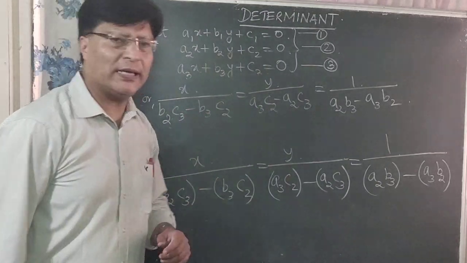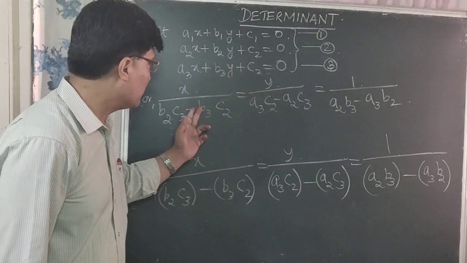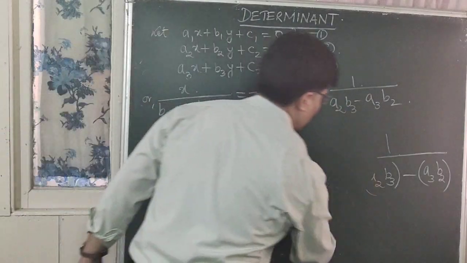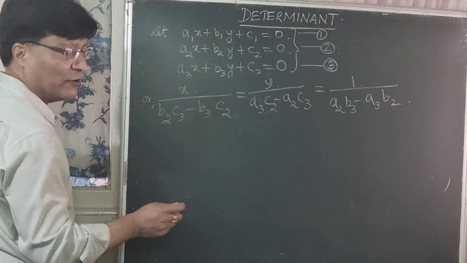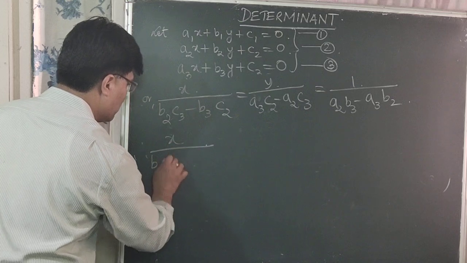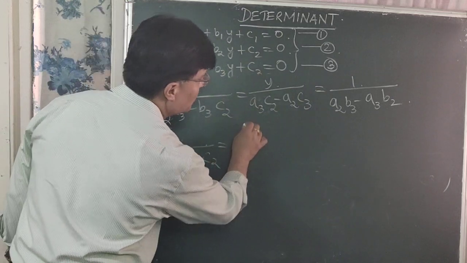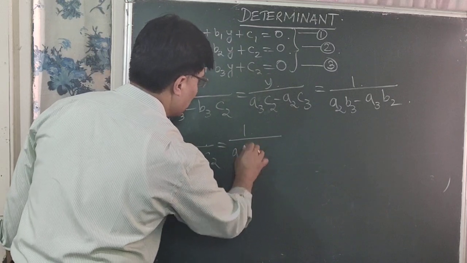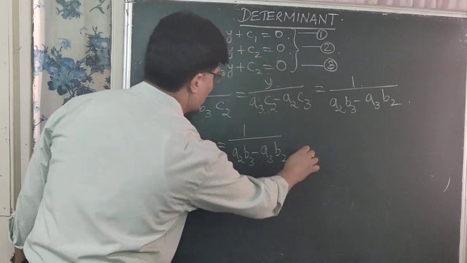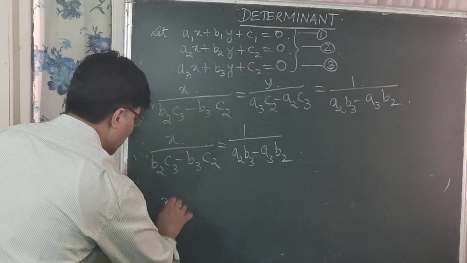Now let us find out x and y values. Let us equate first and last, that is first and third, to get the value for x. Therefore, x upon B2C3 minus B3C2 is equal to 1 upon A2B3 minus A3B2. Is that clear to all of you? Now, what is the value for x?